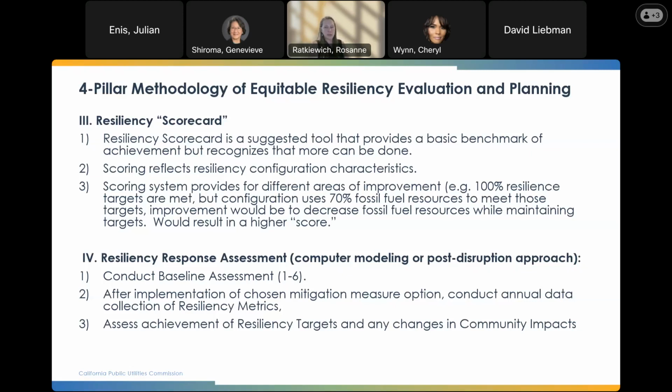These 4 pillars can be used, as I said, as a sequential iterative process, specifically working down the numbers, or as guiding principles. And now I'll turn it over to Stacy Furr from San Diego Gas and Electric.